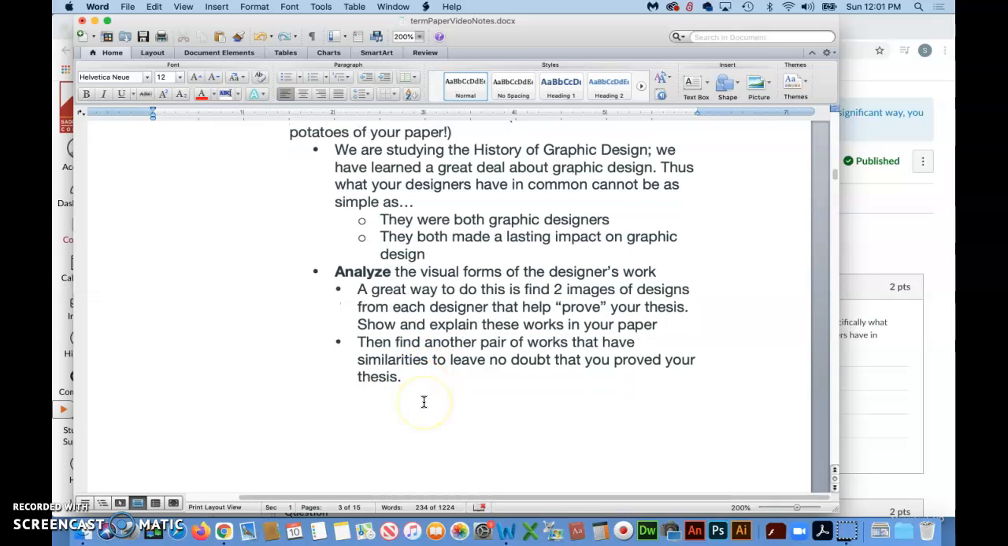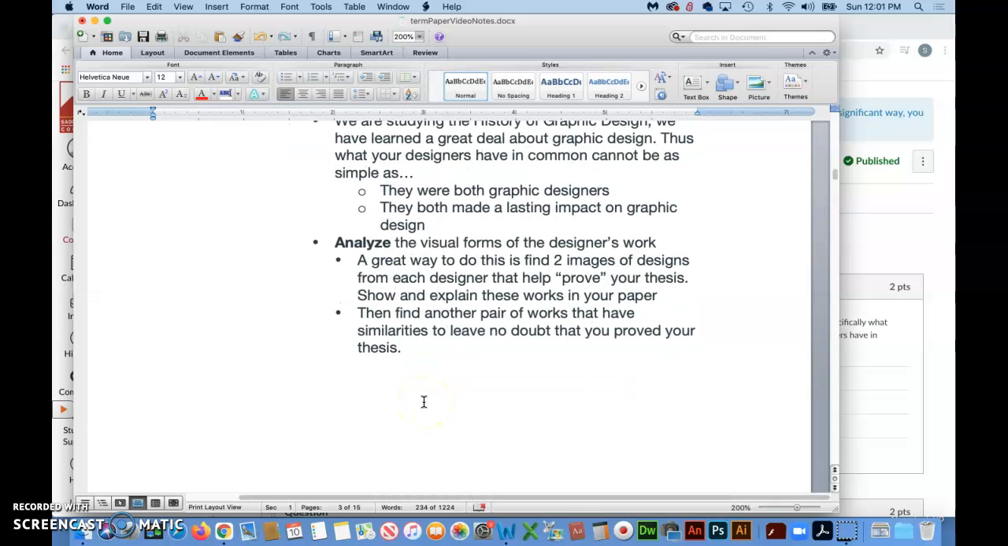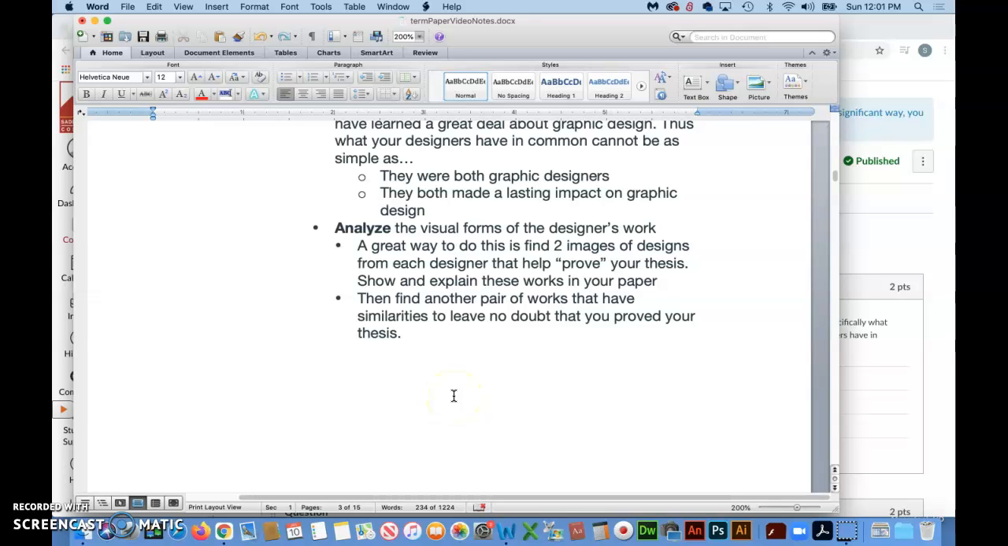Then do the same thing again. So you've already shown a pair of the designer's work, say Jane's work on the left, Willie's work on the right, and you're basically saying, look at the commonalities in this work. Even though they're from 2 different design movements, the design movements have totally different philosophies, yet if you look really close, you can see that these 2 designers share something that you would not expect.